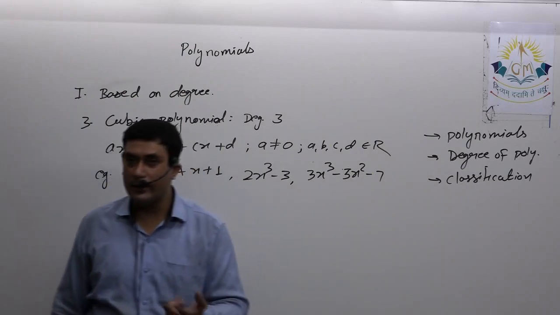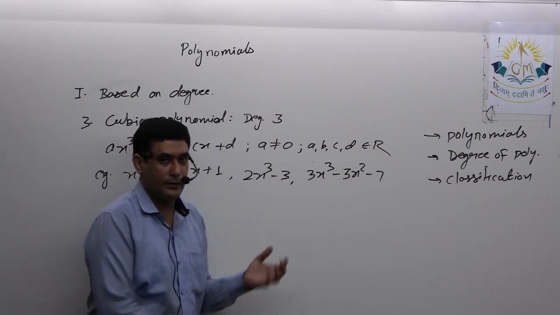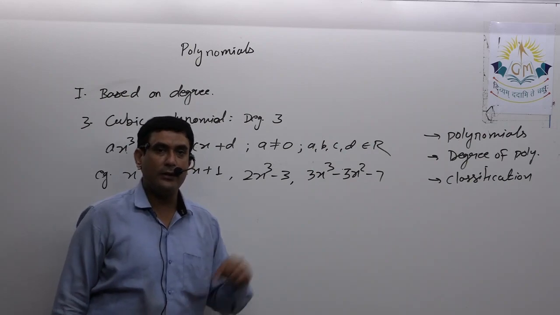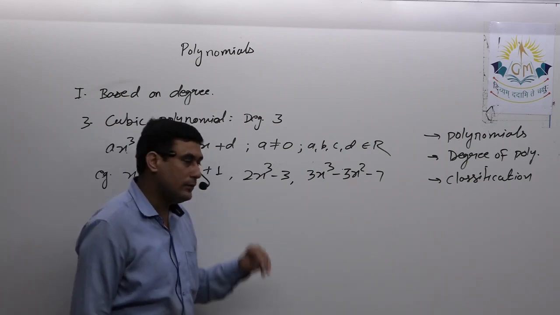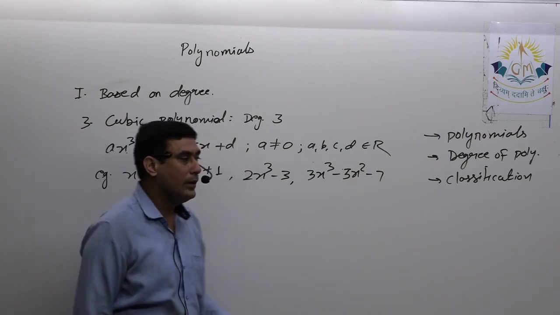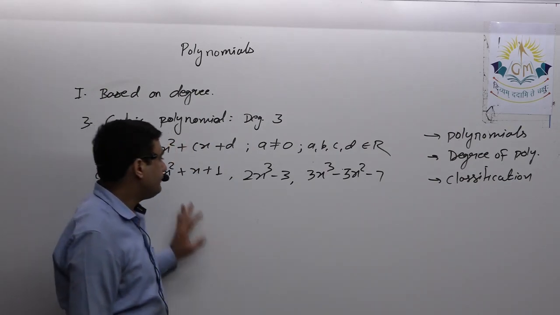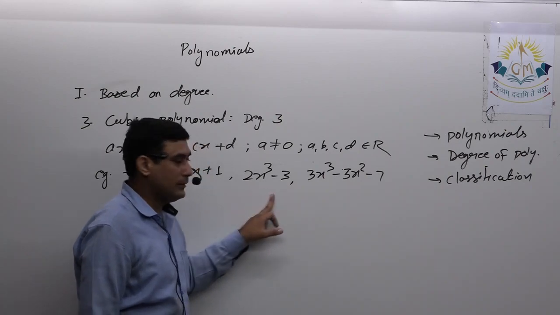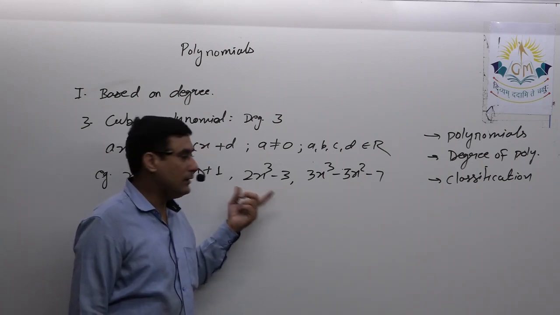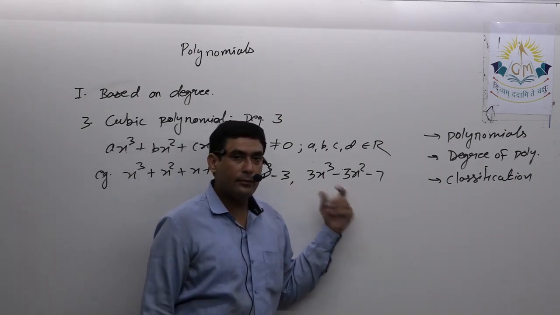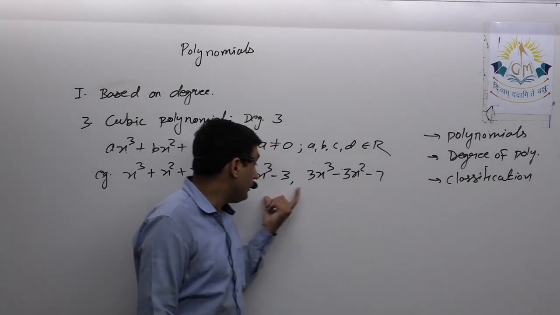say binomial that contains two terms. Actually that is the only explanation. Monomial that contains one term, binomial that contains two terms, trinomial that contains three terms. If it contains more than three terms, we'll simply say it's polynomial. So here it has two terms, so it's a quadratic binomial. It has three terms, so it has, sorry, it is cubic binomial.